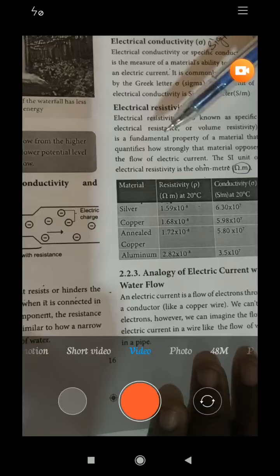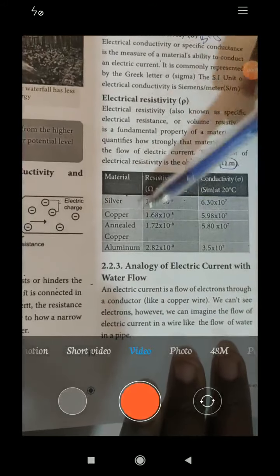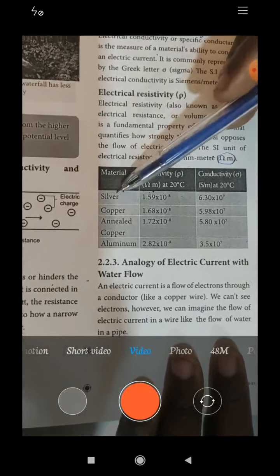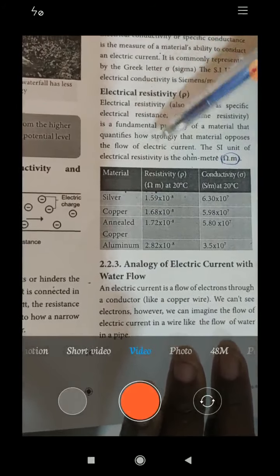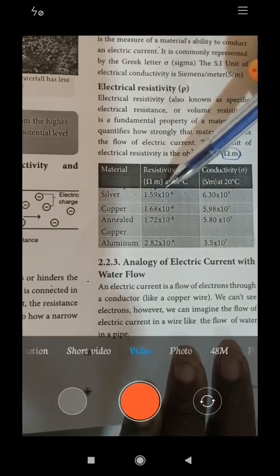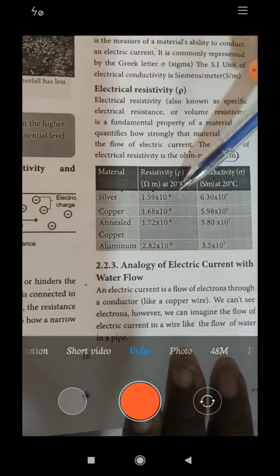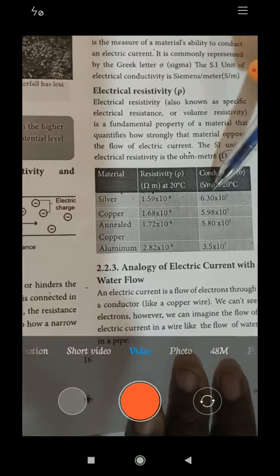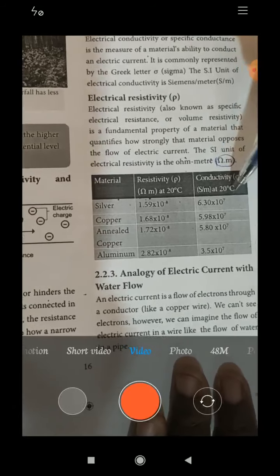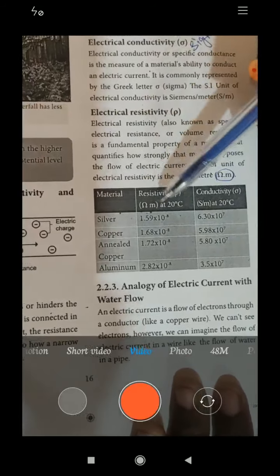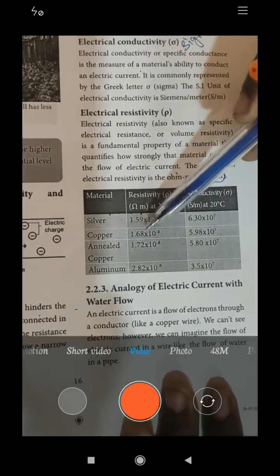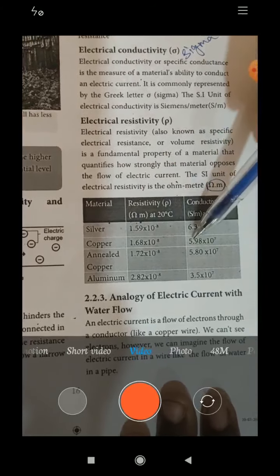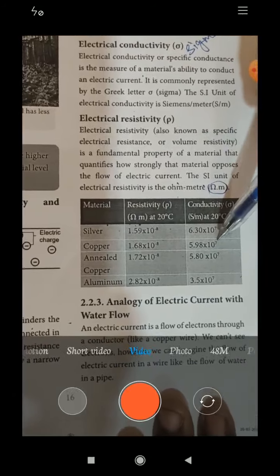Are you understood? Now let us see the resistivity and conductivity of some materials. First, silver: the resistivity is 1.59 into 10 to the power of minus 8, and the conductivity is 6.30 into 10 to the power of 7. Next, copper: resistivity 1.68 into 10 to the power of minus 8, and conductivity 5.98 into 10 to the power of 7.